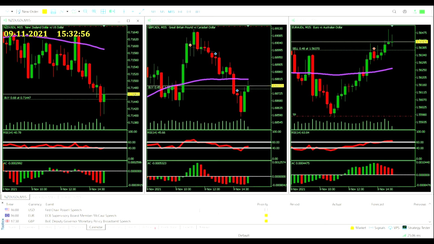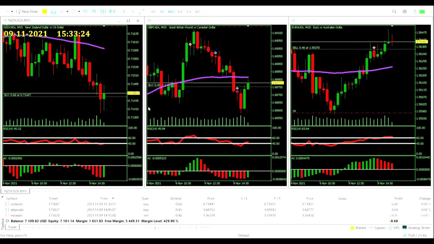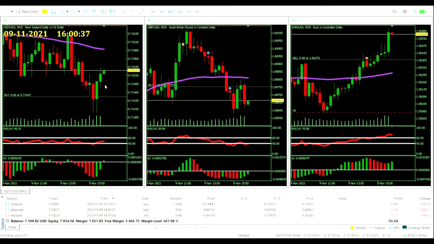We'll just see if any of these speeches make any impact at all. Fed Chair Powell at 4 o'clock could be the one, but we didn't see much movement yesterday from him. Let's watch the trades. Not too bad at the moment. As it turns 4 o'clock, we do see the accelerator oscillator on the New Zealand dollar, US dollar, that flips above zero. Could be closing out this trade for some good profits.